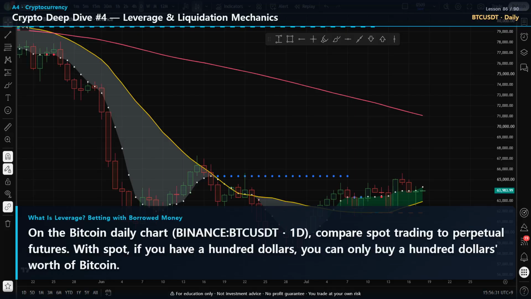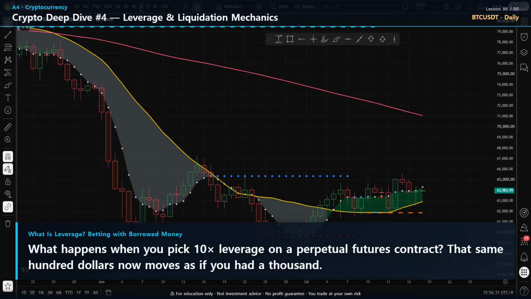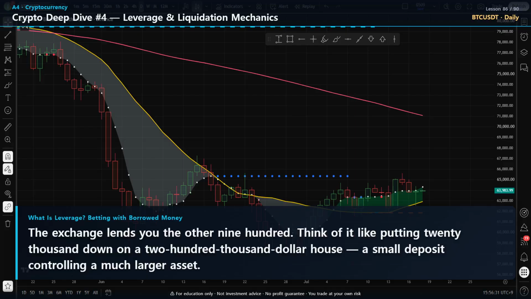On the Bitcoin daily chart, Binance, Bitcoin USDT 1D. Compare spot trading to perpetual futures. With spot, if you have $100, you can only buy $100 worth of Bitcoin. What happens when you pick 10 times leverage on a perpetual futures contract? That same $100 now moves as if you had 1,000. The exchange lends you the other 900.